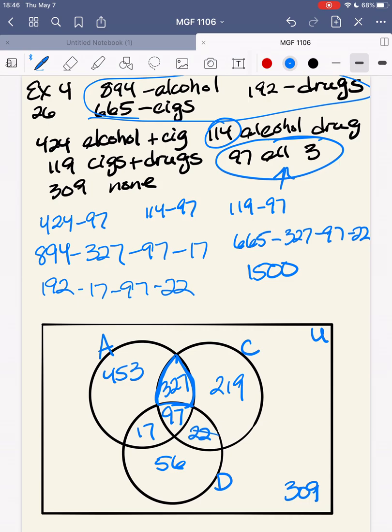How many people drank alcohol or used illegal drugs but did not smoke cigarettes? For part C, we would add the 453 from A, plus the 17 overlap, plus the 56 over here, but nothing that involves cigarettes. And that gives me 526.